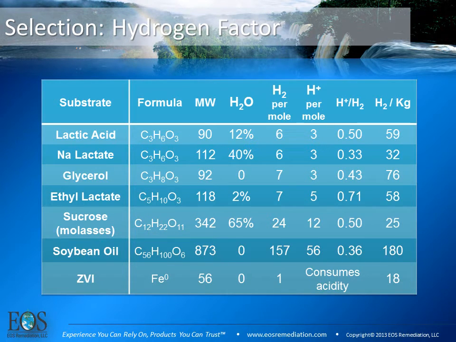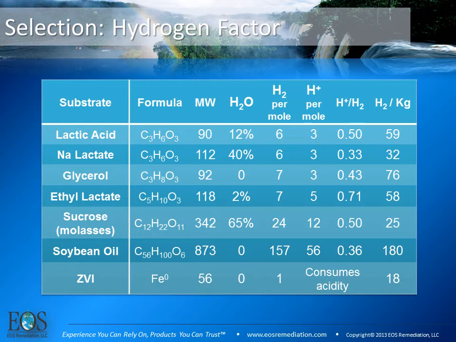Next is obviously the hydrogen. Because we're after molecular hydrogen after all, how much of this hydrogen are you getting per pound of substrate that you inject in the ground? I've listed various substrates, everything from lactic acid to soybean oil. And you can see on the right-hand side, there's a column called H plus to H2. That's essentially the acidity per molecular hydrogen ratio. And then next to that is the H2 per kilogram. So that's how much hydrogen you're getting per kilogram of product.